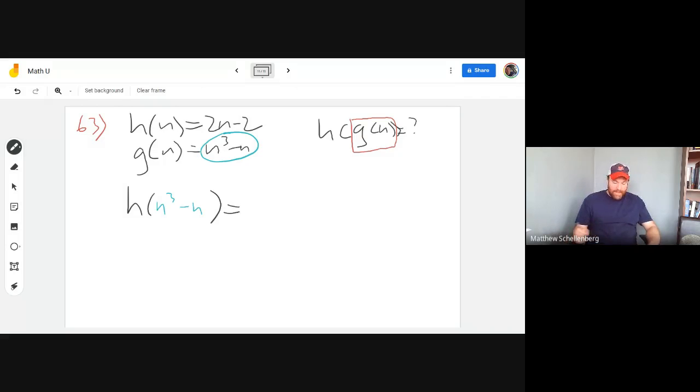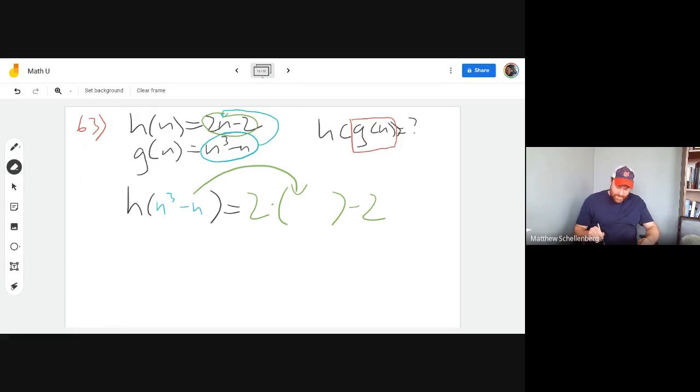Now, we have to plug this in for this n right here. So h of n equals, okay, this stuff right here, in green, 2 times n minus 2. This was n, but we know that this is going to be our new n. And so instead of n, we plug in n cubed minus n, and that will give us what we want. So this equals 2n cubed minus 2n minus 2. And that's all you can do. That's already simplified. It is done. That is all.